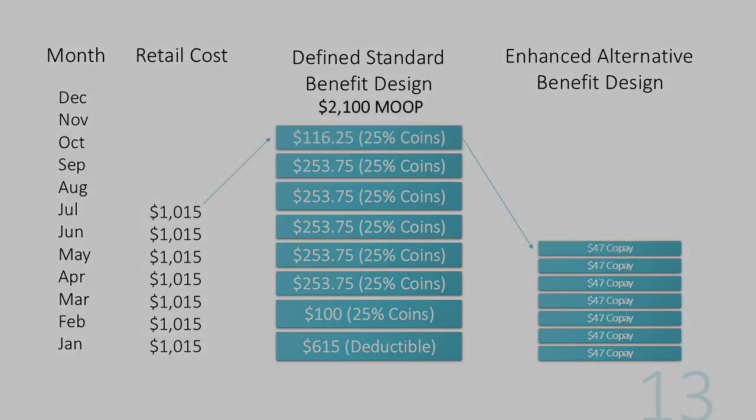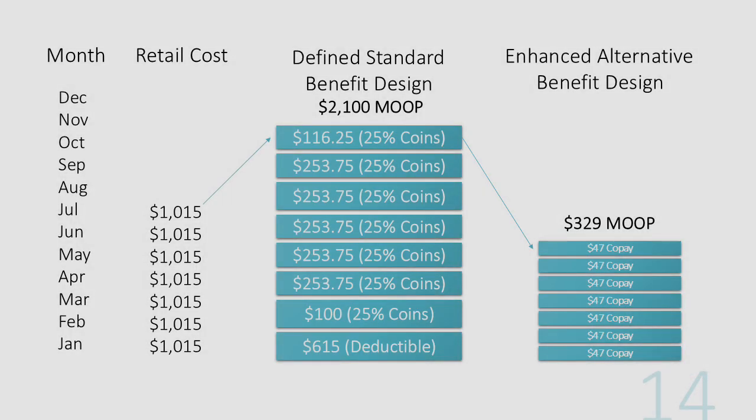In July, the plan applies 25% coinsurance to only $460 of the retail cost, or $116.25, to reach the maximum out-of-pocket cap of $2,100. The remainder is applied to the catastrophic coverage phase, where the individual pays zero.